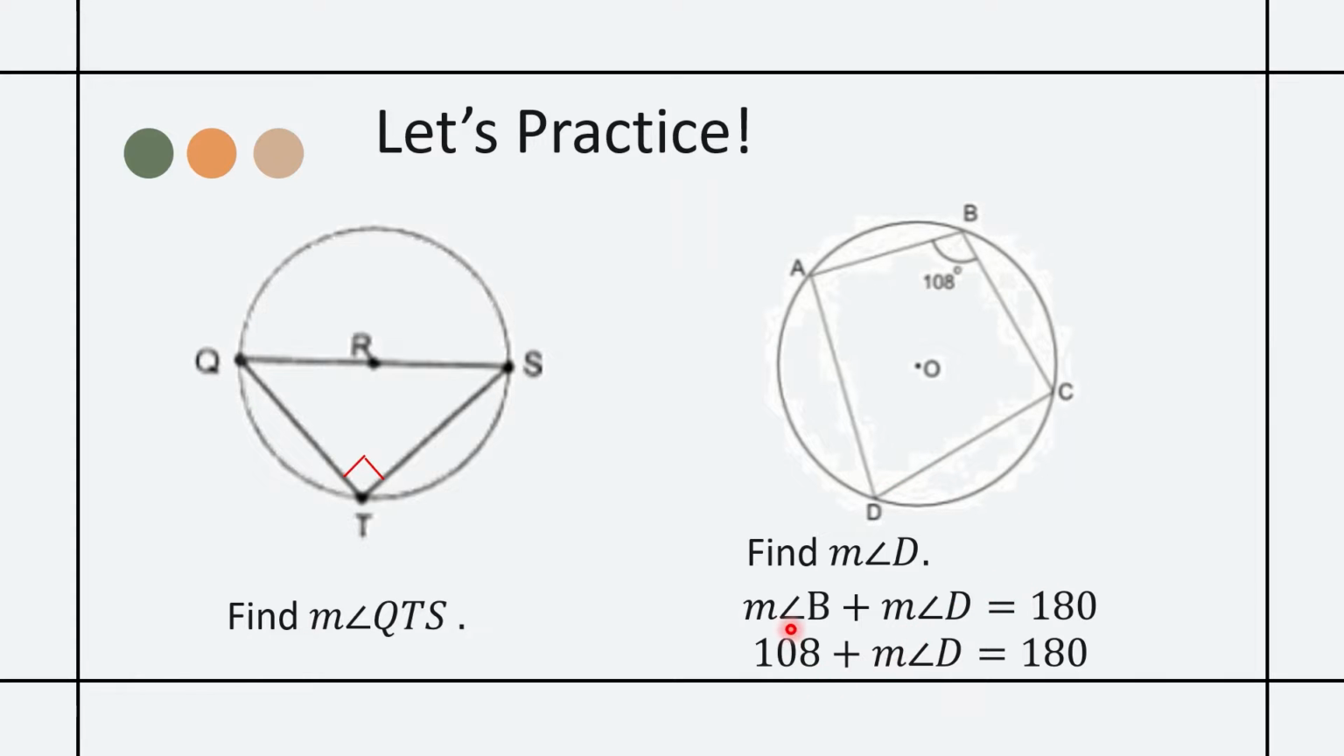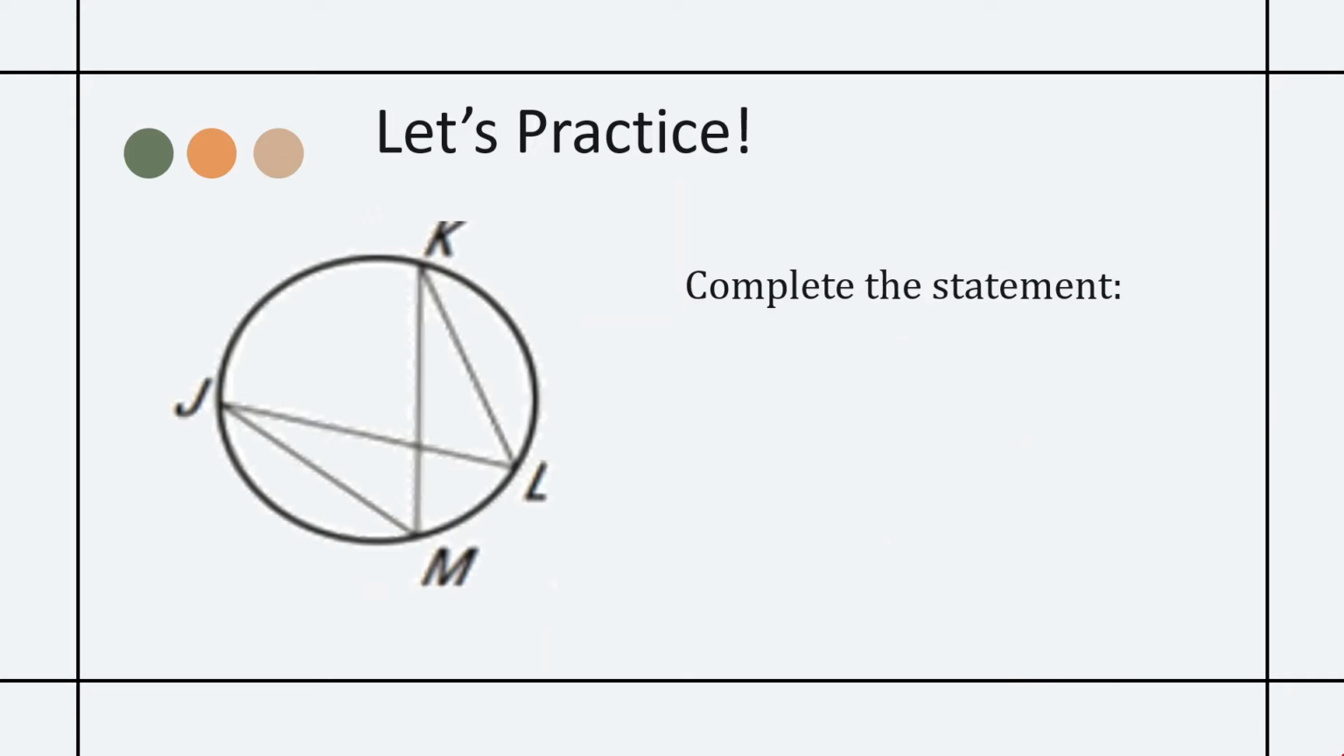Now, since given na ang measure ng angle B is 108 degrees, so we have 108 plus the measure of angle D is equal to 180. So, para makuha ang measure ng angle D, minus lang natin ang 180 by 108. So, 180 minus 108, the answer is 72 degrees. So, angle D measures 72 degrees. And for the last illustration, let us complete the statement.